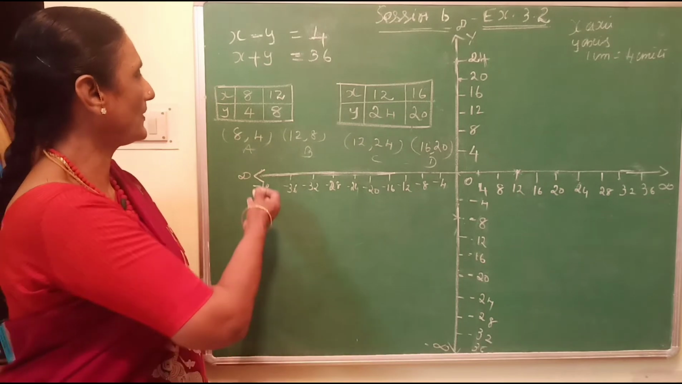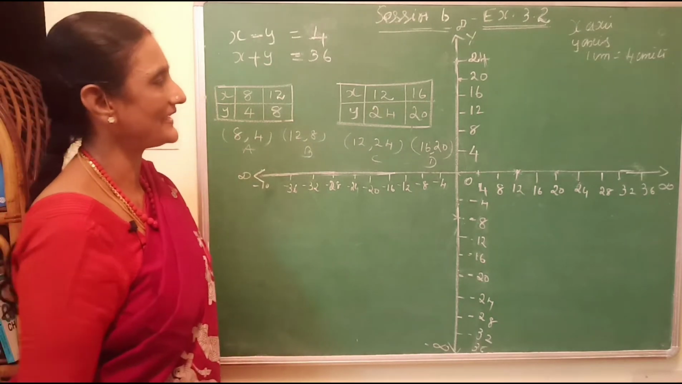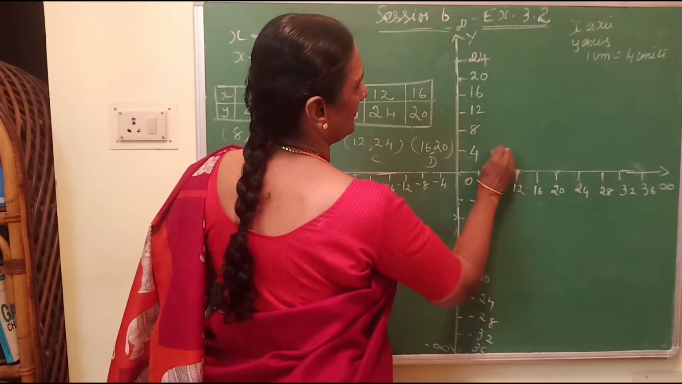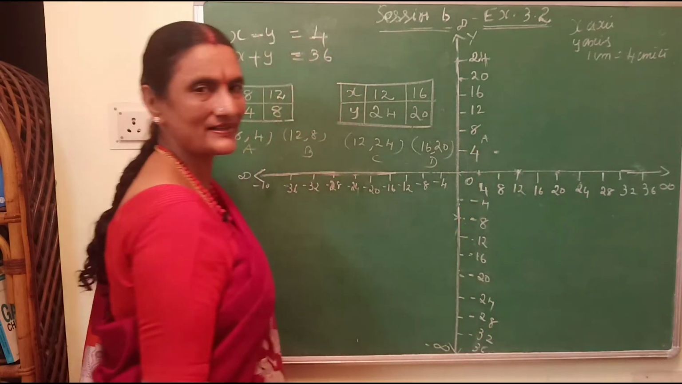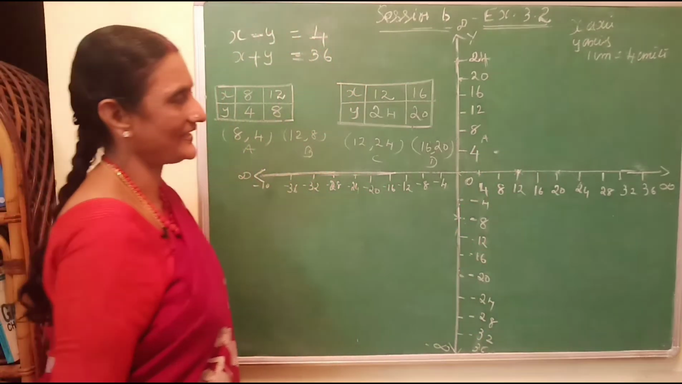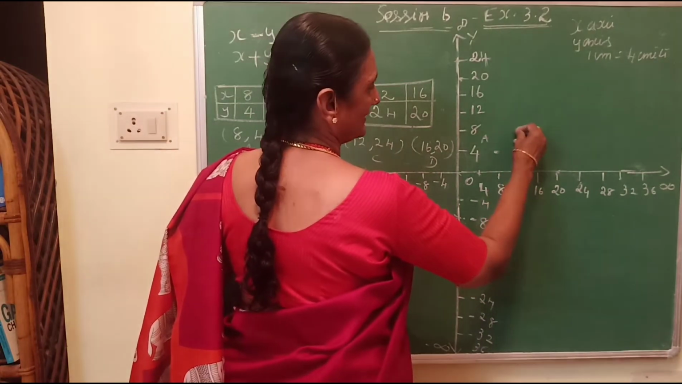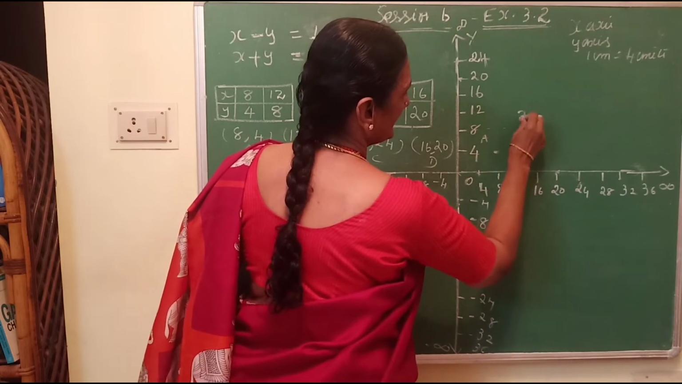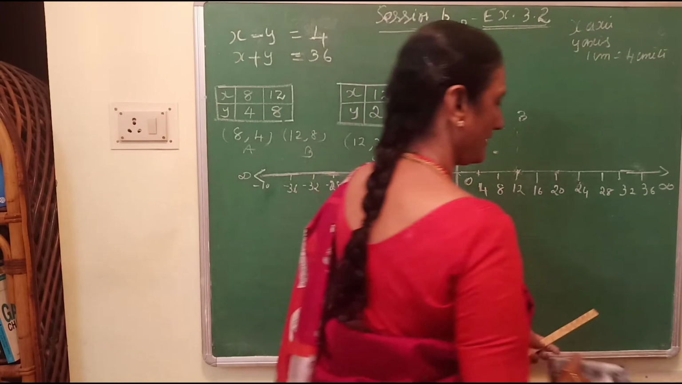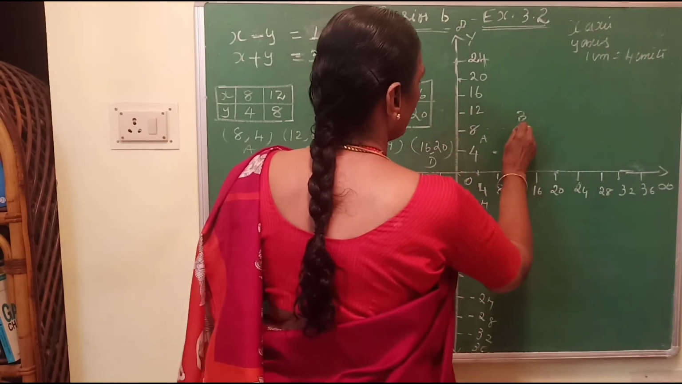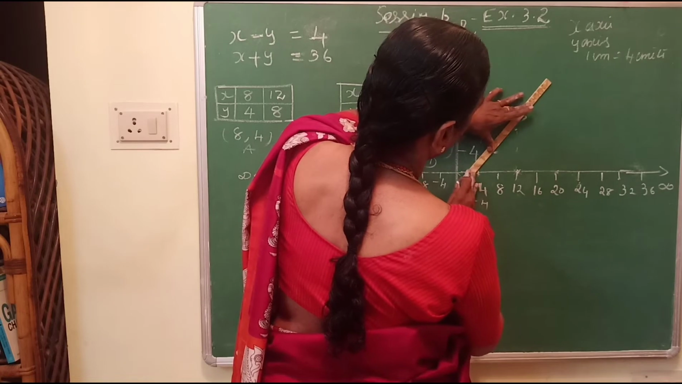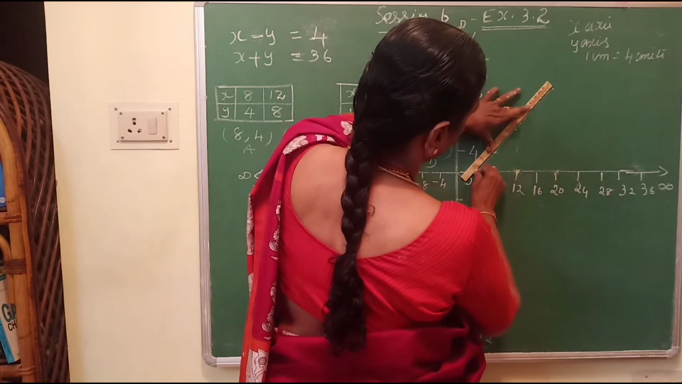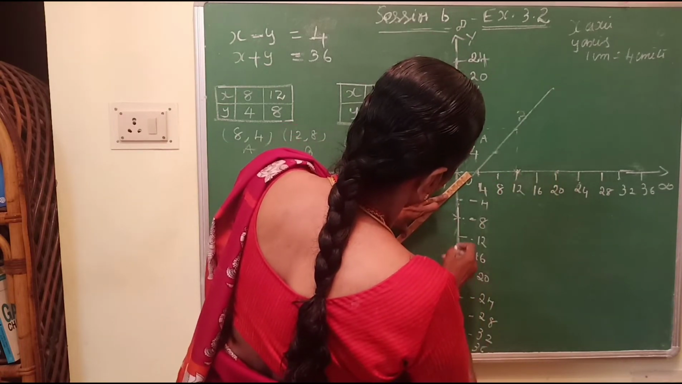Okay, now the first point is 8, 4. 8 on the x-axis is here and 4 on the y-axis is here. So I can choose, this is your point A. Got it? Now the second point is 12, 8. 12 is here, 8 is here. So I am choosing, so this is your B point. So I am going to join these two dots so that you will get the first straight line for this. This is how it is. Extend it on both sides.